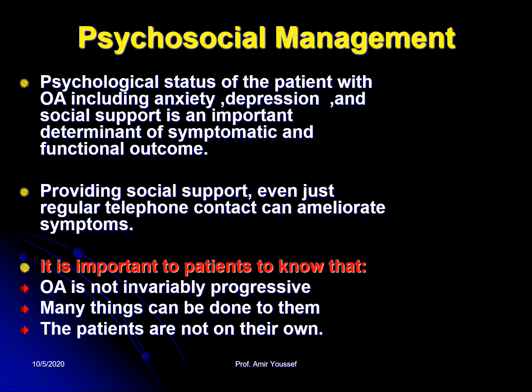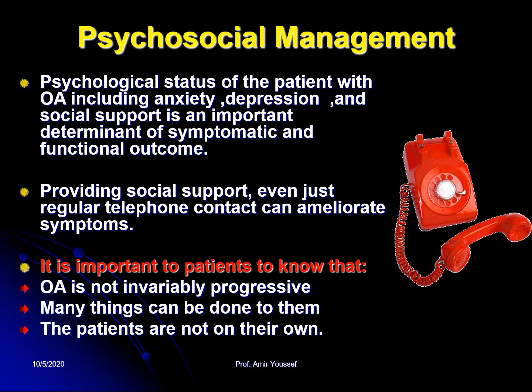Psychosocial management. Psychological status of the patient with OA, including anxiety, depression, and social support, is an important determinant of symptomatic and functional outcome. Providing social support, even just regular telephone contact, can ameliorate symptoms. It is important for patients to know that OA is not invariably progressive. Many things can be done for them. The patients are not on their own.